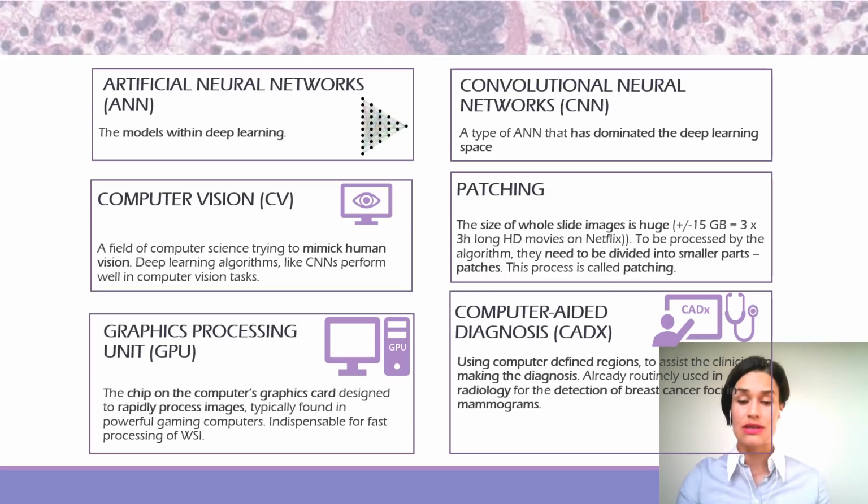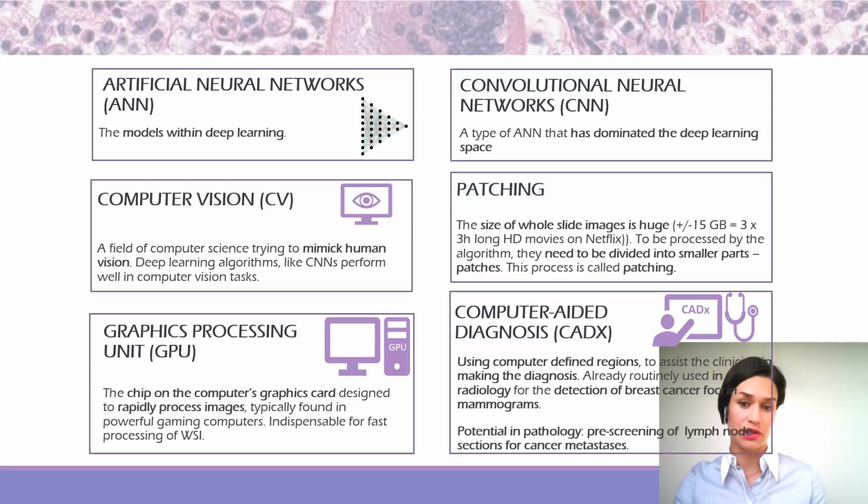Computer-aided diagnosis is when clinicians use computer-defined regions to assist them in making the diagnosis. This is already in routine use in radiology for the detection of breast cancer foci in mammograms, and a potential use in pathology would be pre-screening of lymph node sections in cancer metastasis. This is a tedious task, takes a lot of time. There are many sections of the lymph nodes, and pathologists have to screen them under the microscope. It would save significantly time if they could have them suggested by the computer and then just say yes, no.